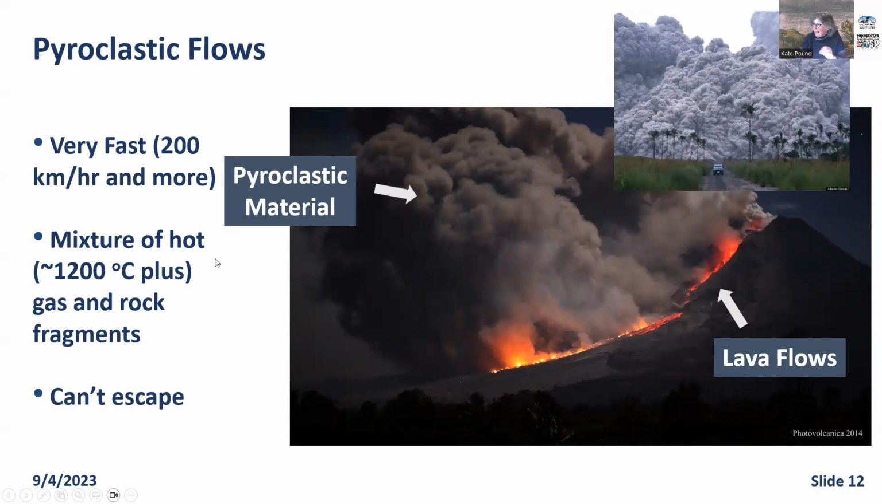And these are also incredible. I mean, they are really hot, 1200 degrees Celsius or higher. And they're moving gas and rock fragments. You just can't escape from one of these. They also get called nuées ardentes. That's a French word for glowing clouds. In here you can see a pyroclastic flow, but you can also see some lava. The pyroclastic flows can move up hillsides. So you don't want to be anywhere near a pyroclastic flow.